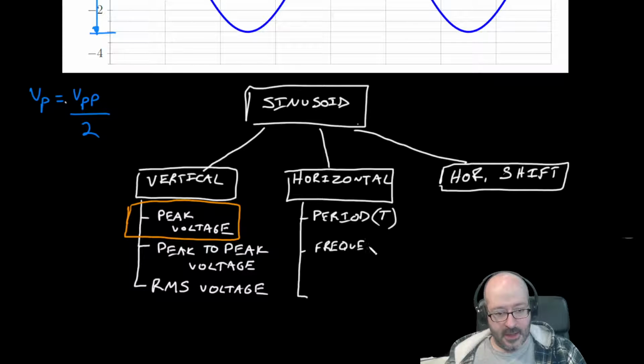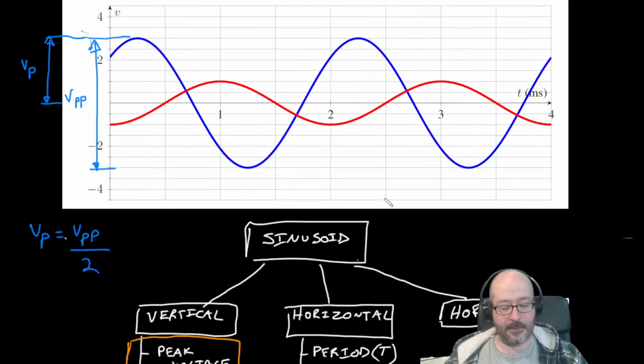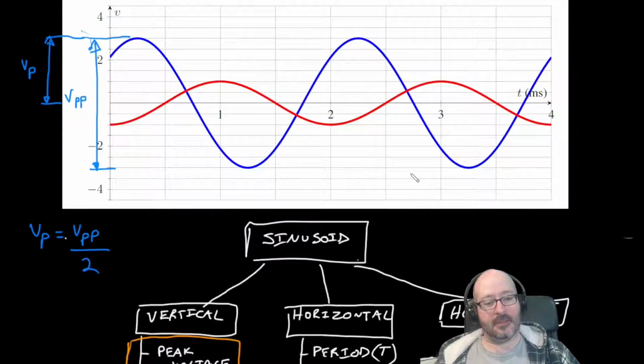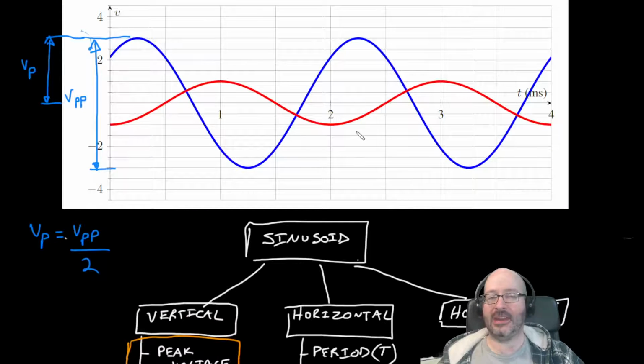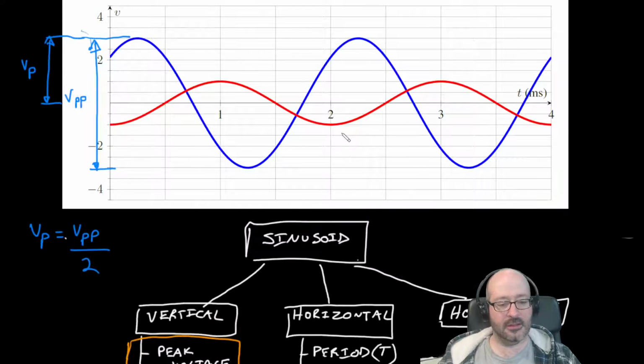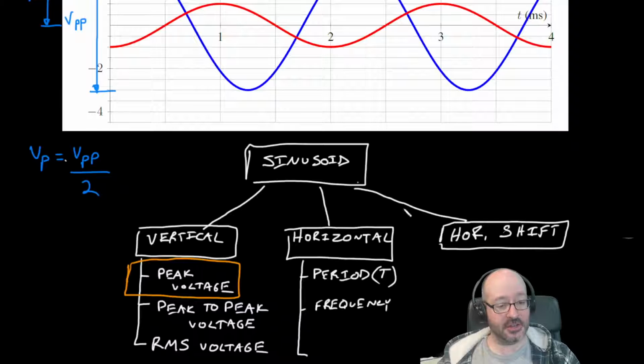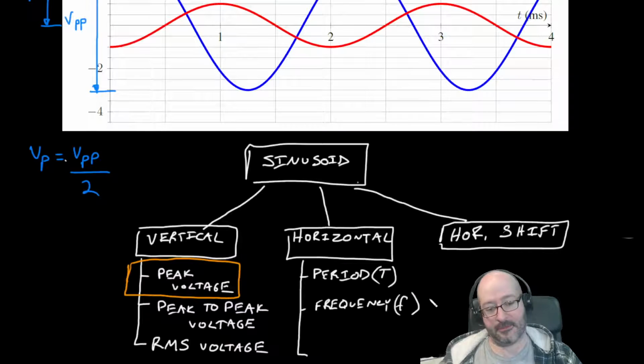Okay, and we can talk about the frequency in terms of how many times it repeats itself in 1 second. Okay, so similar information, just in a different format. Okay, we call that F.